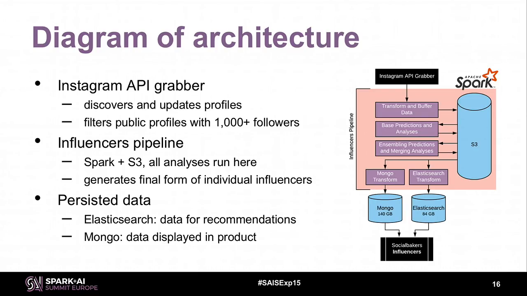And in the last step, the pipeline loads these influencers and transforms them into two versions. One that is suitable for search. This one contains all those scores, attributes, weights, and so on, and is stored in the Elasticsearch database. And a second version that is suitable for being displayed in our product. This version contains profile photo, profile bio, and so on, and is stored in MongoDB.